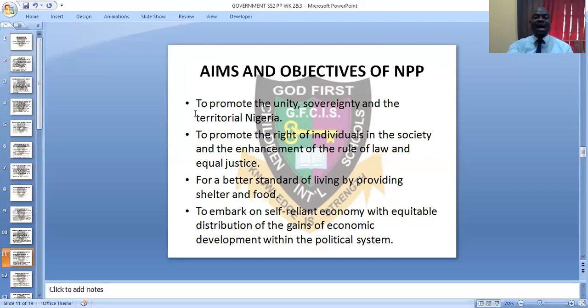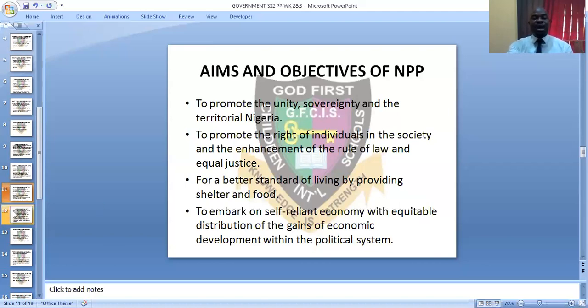They also aim to embark on a self-reliant economy with equitable distribution of the gains of economic development within the political system. The sense is that if they gain power, they are planning to distribute all the economic resources to all the states, and to every necessary location that needs it, for every citizen, in order to have a developed society. And so that's all about their aims and objectives.